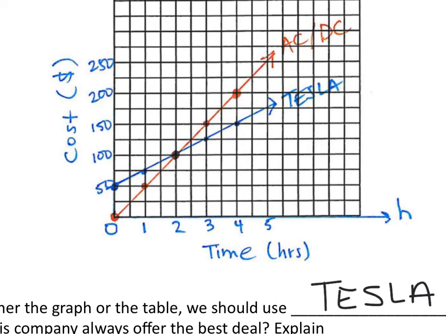What if I don't actually end up hiring somebody? If I say, I'm going to figure it out myself and just fix it myself, well, for 0 hours of work, AC/DC isn't going to charge you any money. But even for 0 hours of work, you still have to pay the Tesla company $50, because remember, that fixed cost of $50 is the cost for just the estimate.